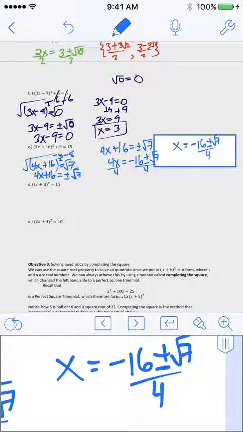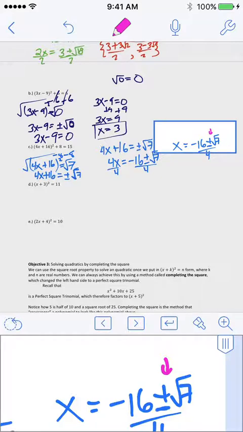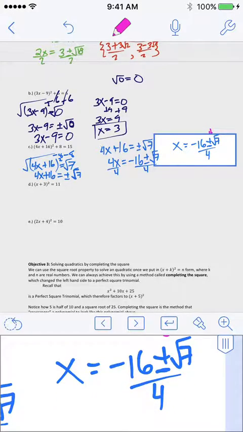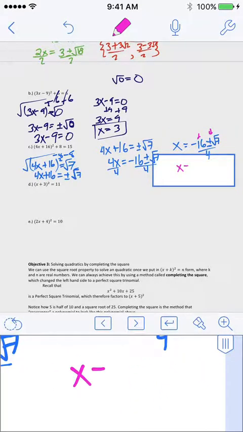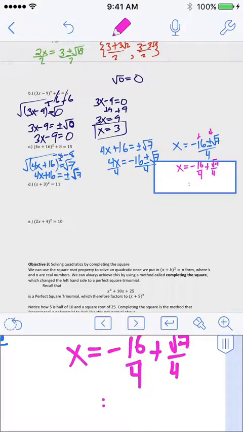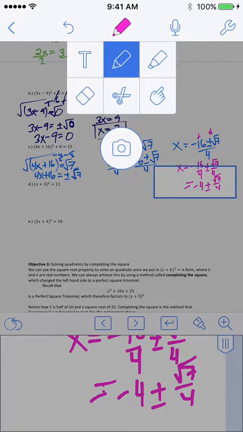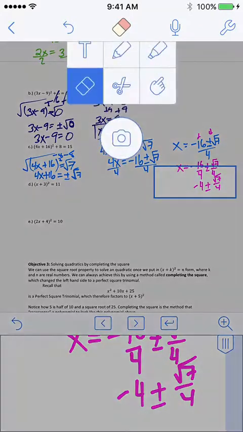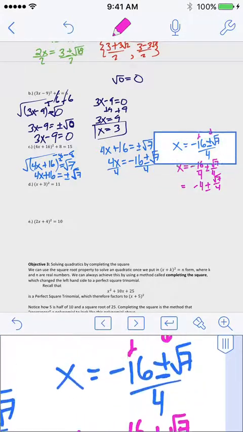And unfortunately, since there's no factor of 4 right here in front of the 7, I can't reduce the 16 and the 4, right? Because it has to be to both of them. Like I could technically write it like this in two separate fractions, and then I could reduce it to negative 4 plus or minus the square root of 7 over 4. I could do that. It's not very pretty. So it's up to you. You'll probably see this version on the test before you'll see that version on the test.